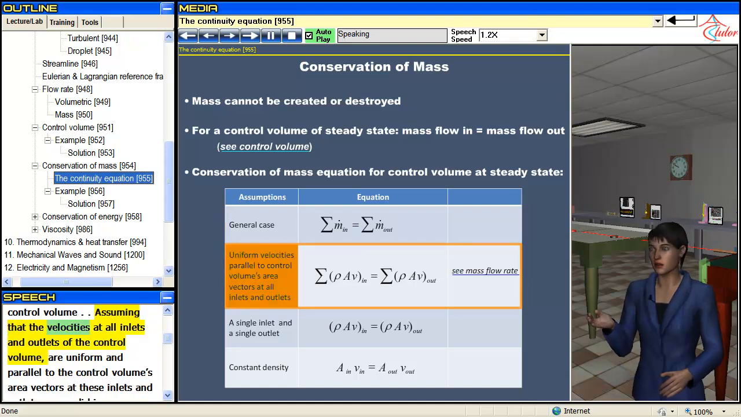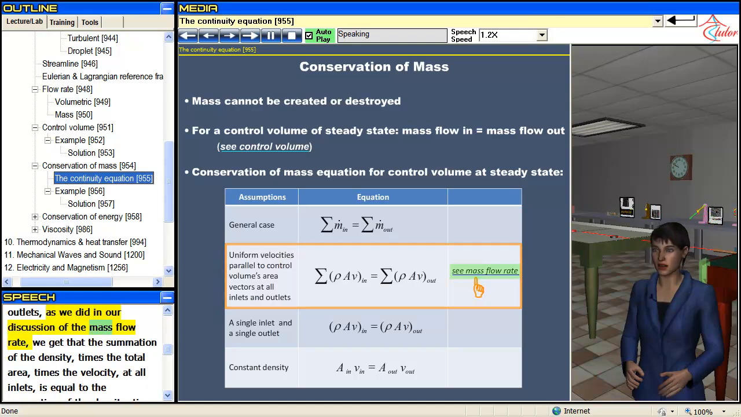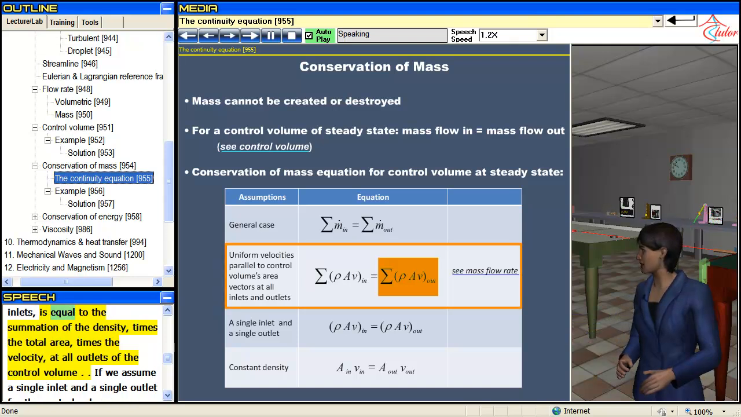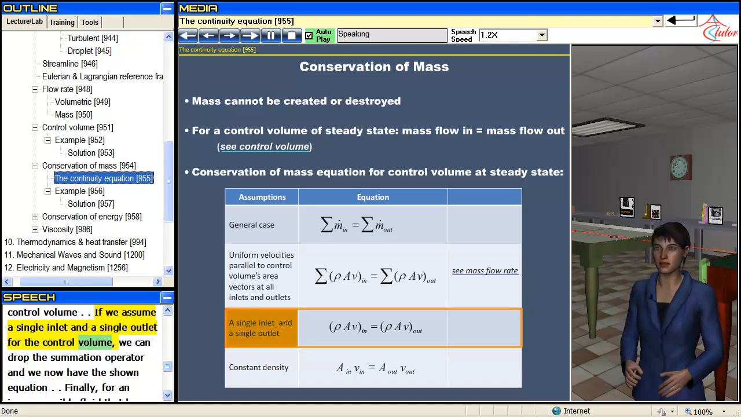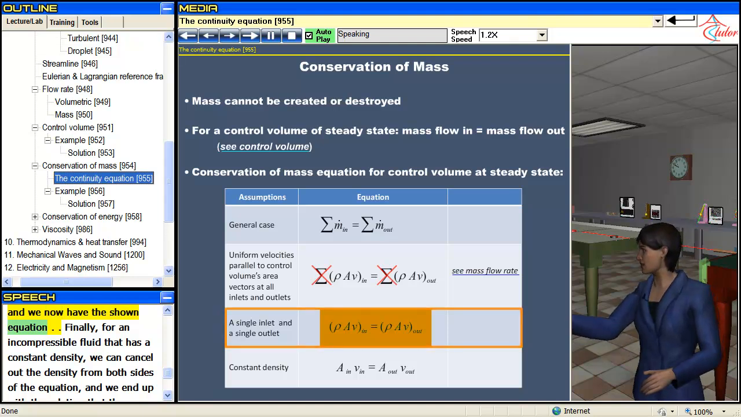Assuming that the velocities at all inlets and outlets of the control volume are uniform and parallel to the control volume's area vectors at these inlets and outlets, as we did in our discussion of the mass flow rate, we get that the summation of the density times the total area times the velocity at all inlets is equal to the summation of the density times the total area times the velocity at all outlets of the control volume. If we assume a single inlet and a single outlet for the control volume, we can drop the summation operator, and we now have the shown equation.